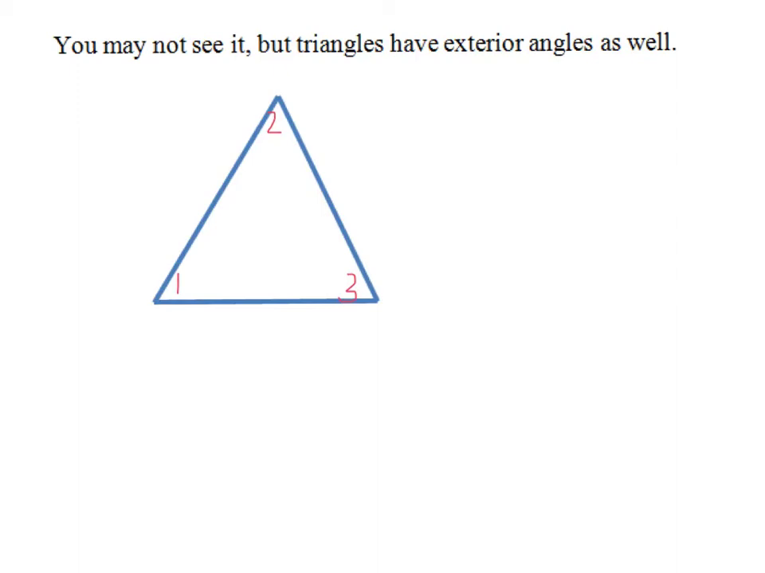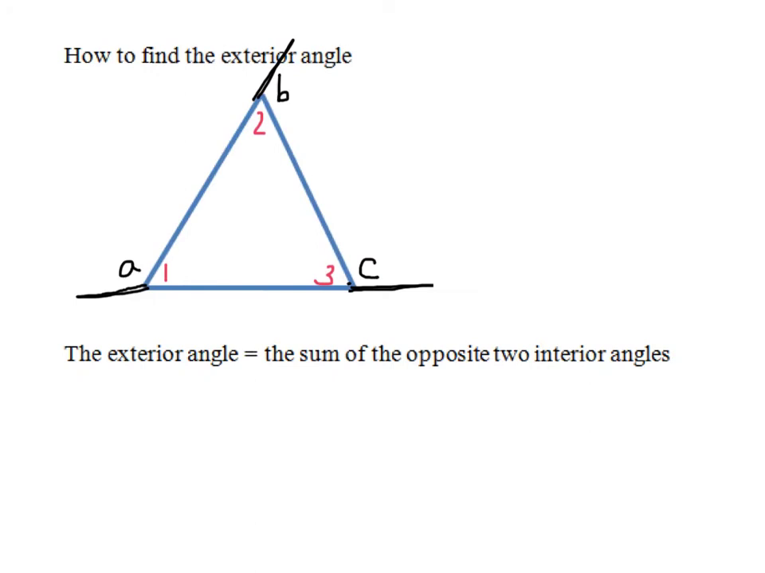You may not believe it, but triangles have exterior angles as well. Here on our diagram we see the 3 interior angles. So let's look at how to make exterior angles. We make exterior angles by extending the line out, and that becomes a new angle. We may extend this top line out, and that becomes a new angle. We may extend the side line out, and that becomes a new angle. So by extending the sides of our triangle, we make exterior angles. So this is how we find exterior angles.